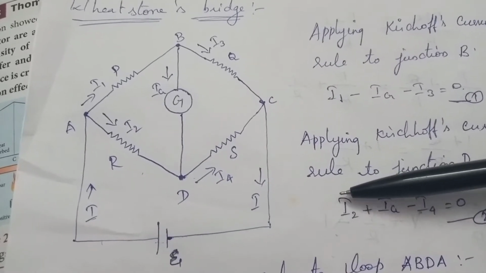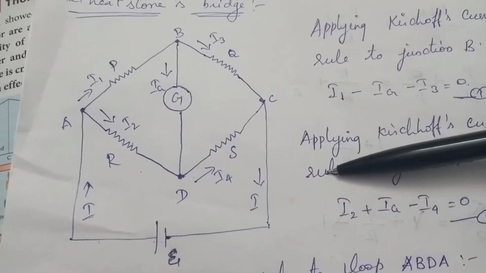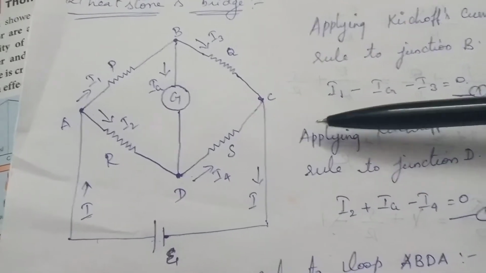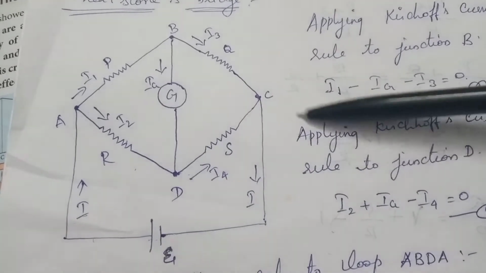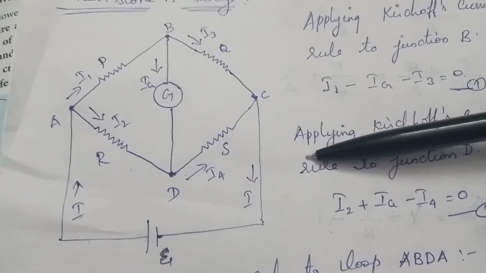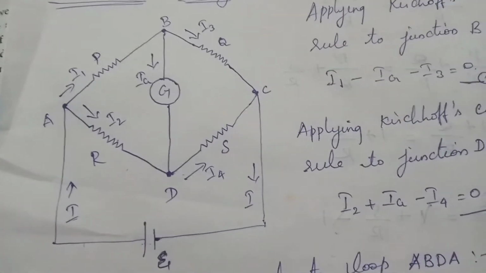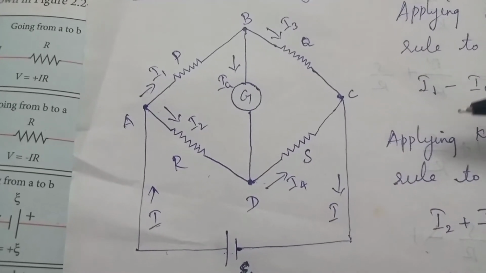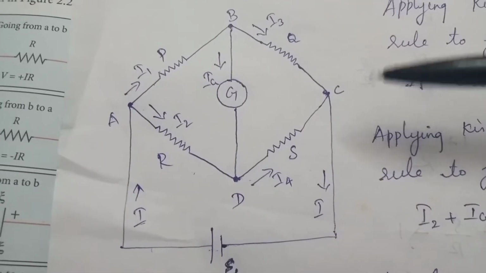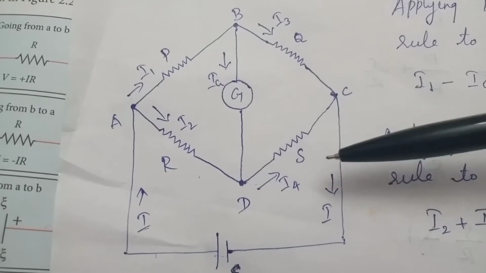The Wheatstone bridge is used to determine an unknown resistor. There are four resistors connected. So we have to find out the value of the unknown resistance. This bridge consists of four resistors. It can be connected as shown in this figure.